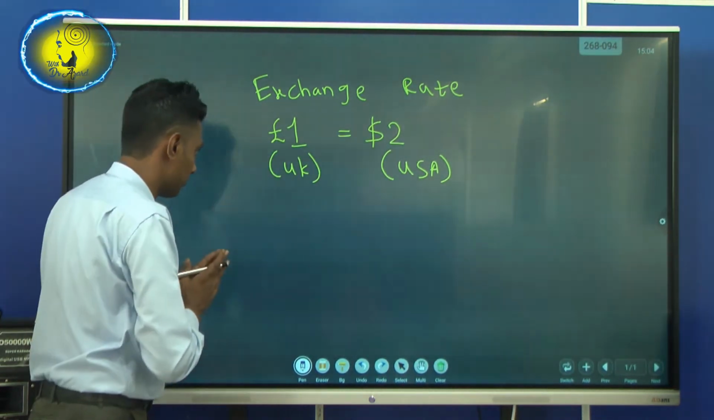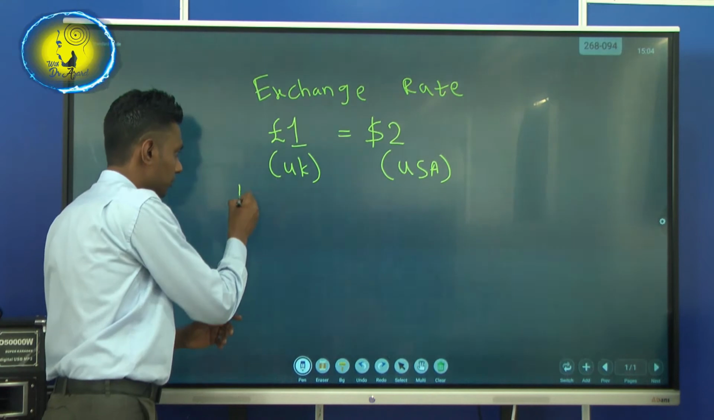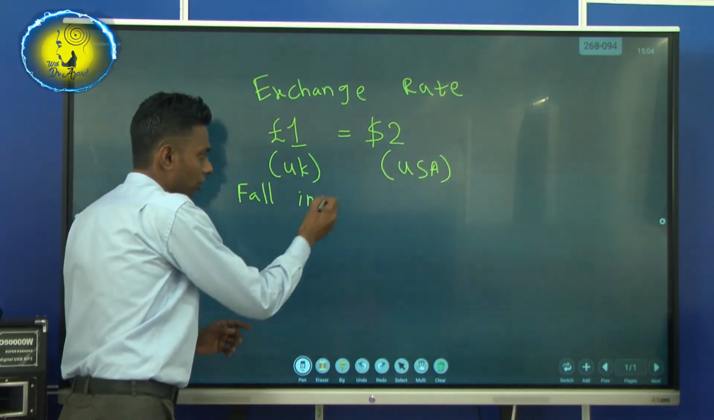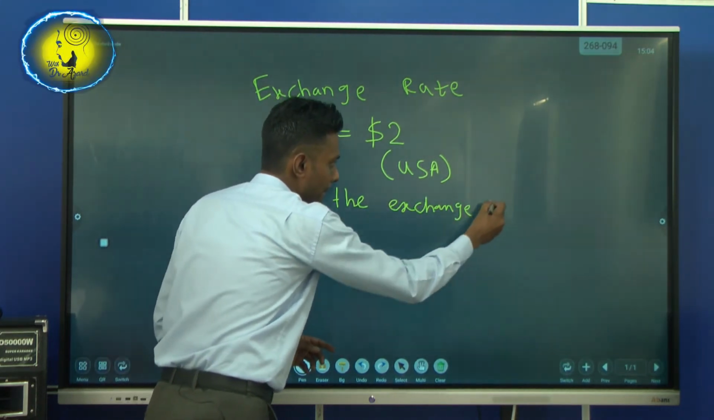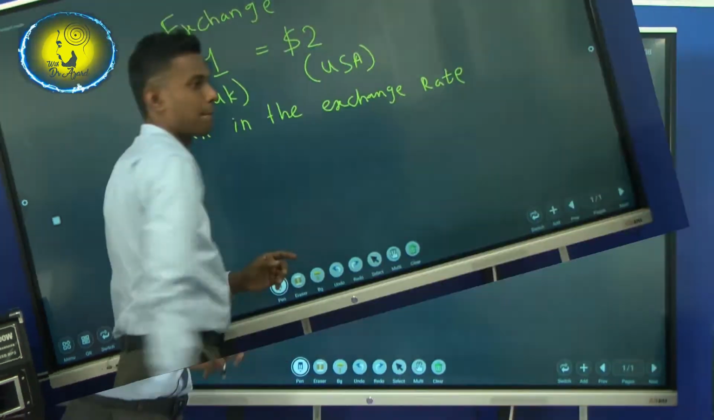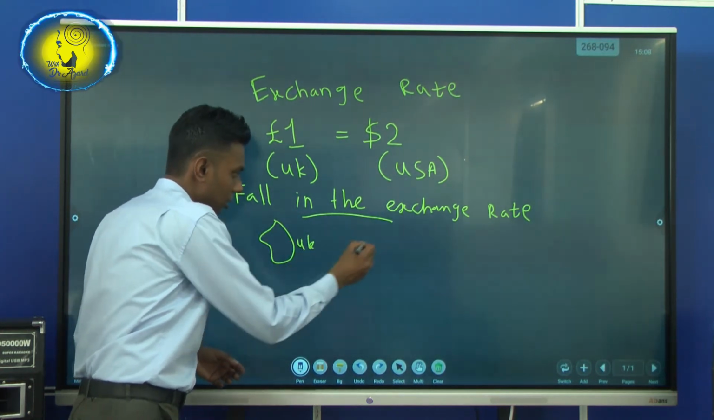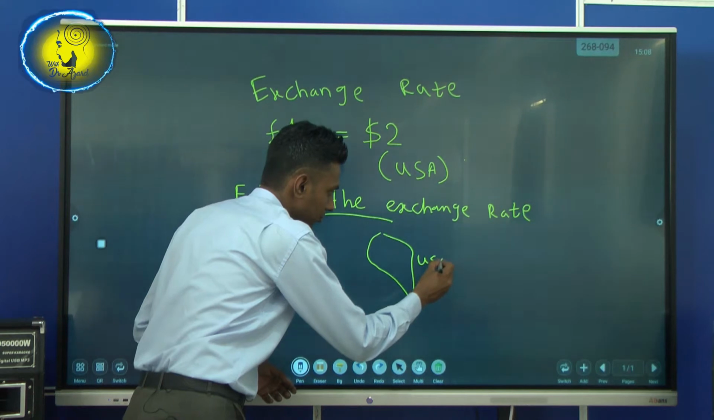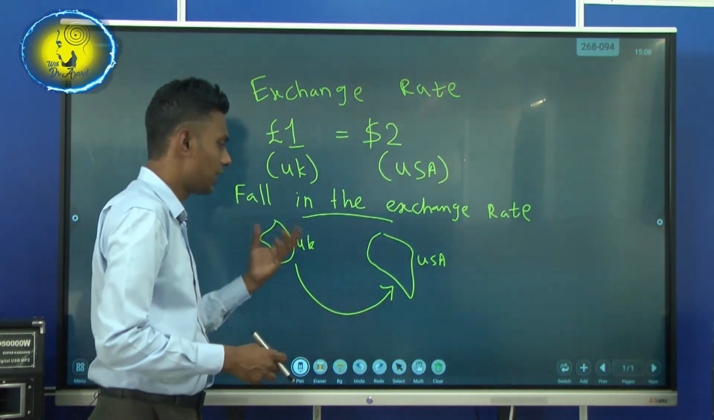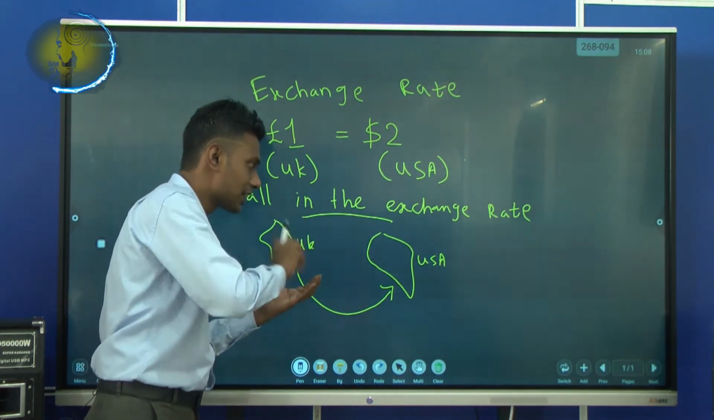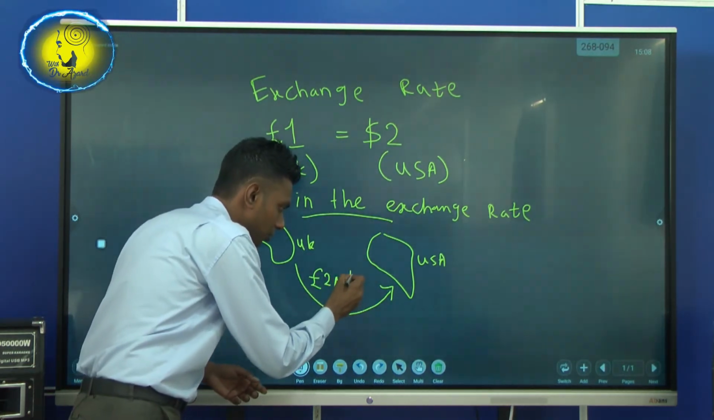Now first let's assume a fall in the exchange rate. Our local economy is the UK. We are sending our goods. That means the United Kingdom is exporting goods to the United States of America. The value is 2 million pounds.